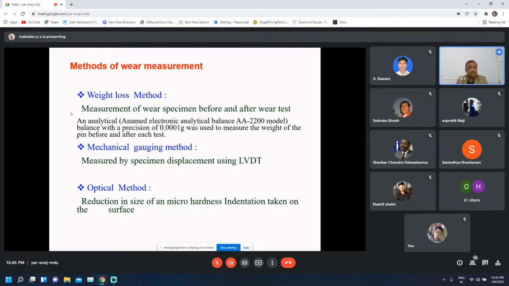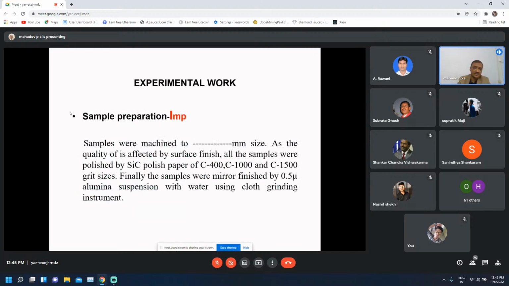So one is the weight loss method. Here, an analytical digital weighing balance with a precision of 0.0001 gram is used to measure the weight of the pin. Pin means sample. In this slide I have shown you the sample preparation, that is, pin preparation. As per ASTM G99 standard, a cylindrical pin of size 32 mm length with 10 mm diameter, polished at one end, is prepared.